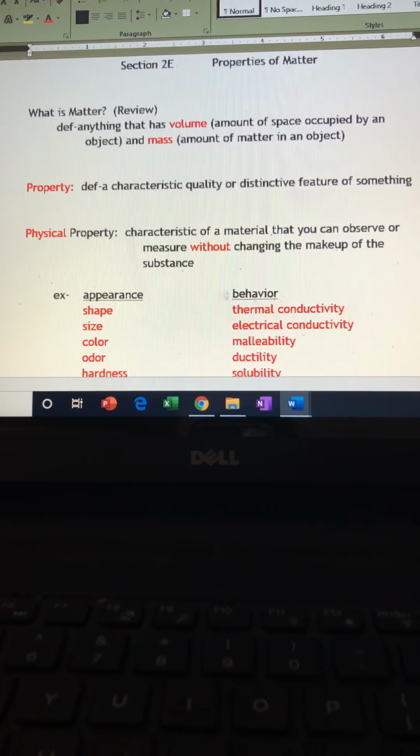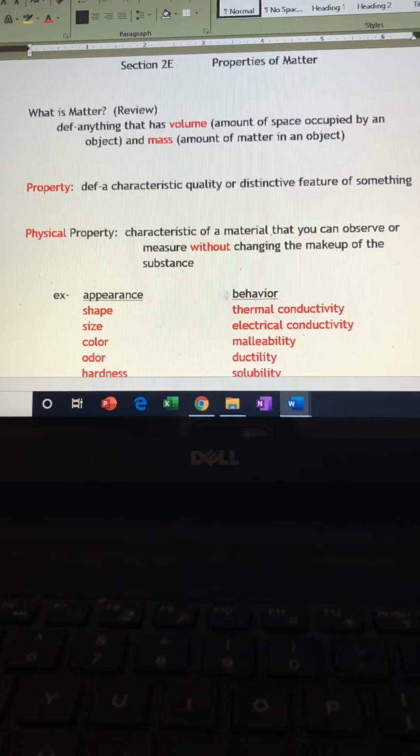Today we are going to go over section 2E notes, which is entitled The Properties of Matter. This is our last section for matter. Then we will start in with atoms and balancing equations and naming chemical formulas and whatever.